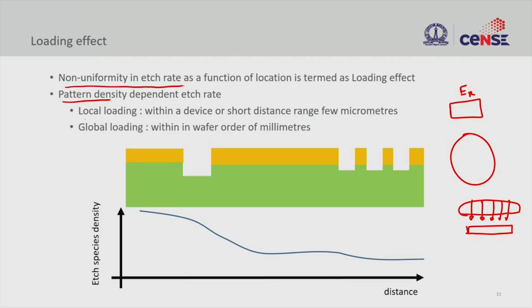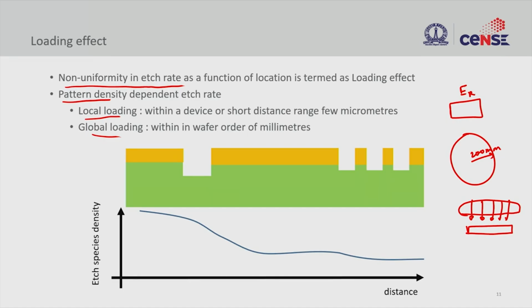This is coming from the wafer itself. So you can have local loading or global loading. Global loading is happening throughout the wafer. So if you have a 200 millimeter wafer, the variation across this is called global loading. Local loading is within the device or a few tens of micrometers distance. If the etch rates are changing, then we call it local loading.